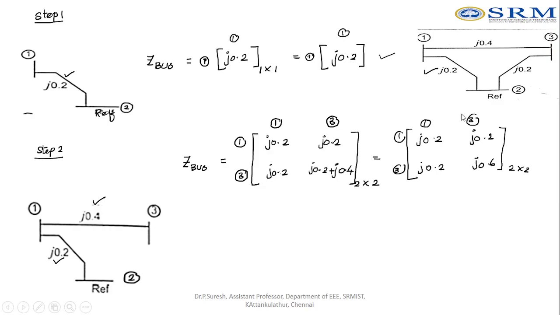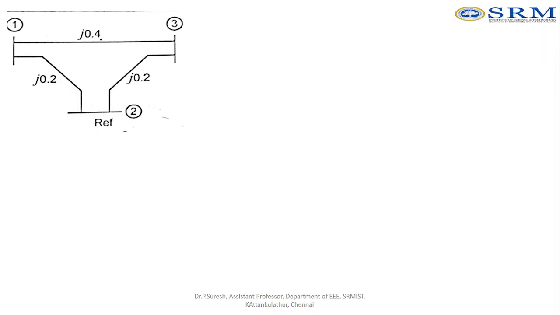The reference bus is connected with bus number 1, bus number 1 is connected with bus number 3, and the third step is bus number 3 connected to the reference. So we are going for step number 3. Step number 3 is connecting all the buses. For this case I am going to find Z bus.